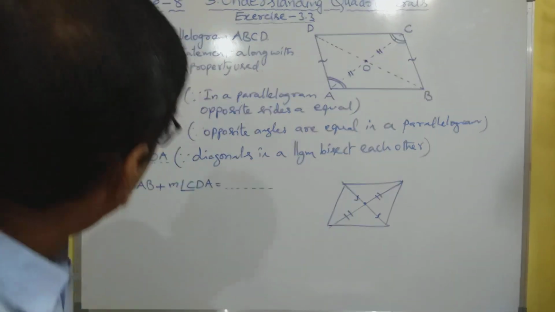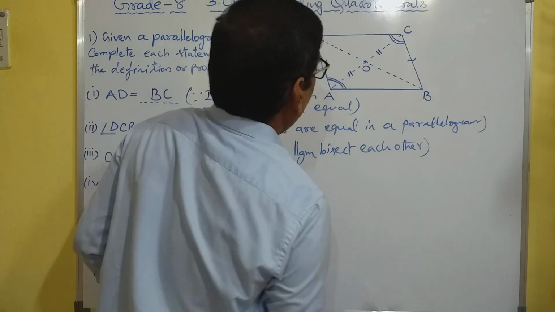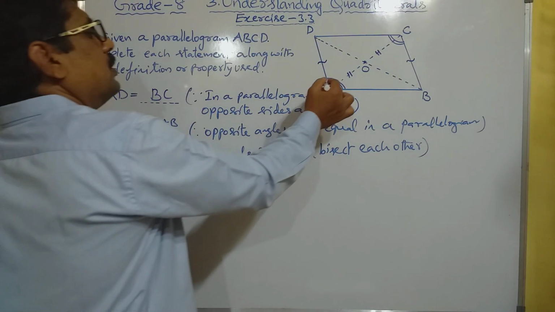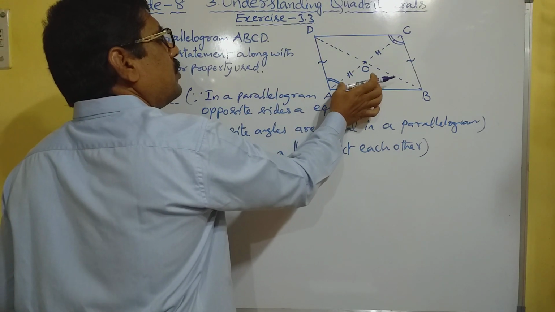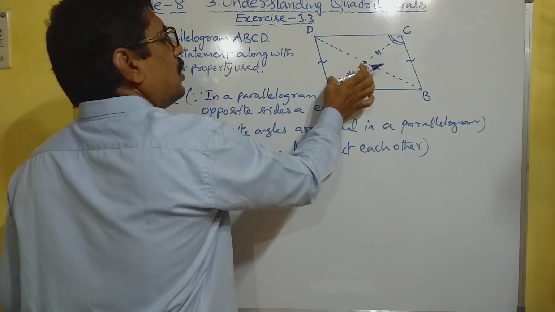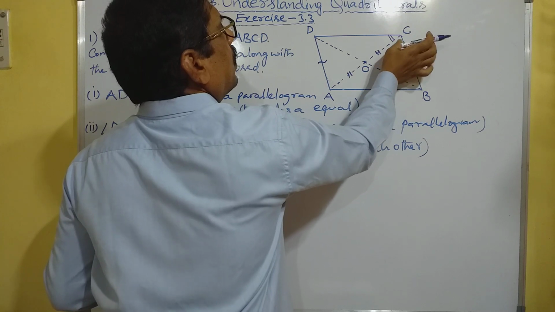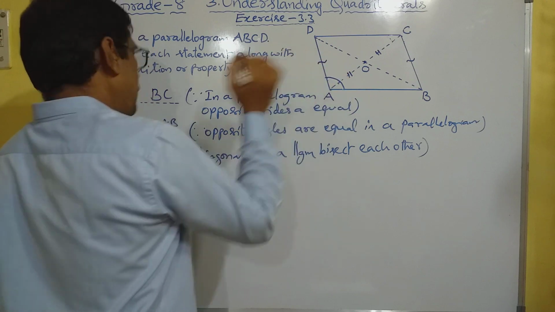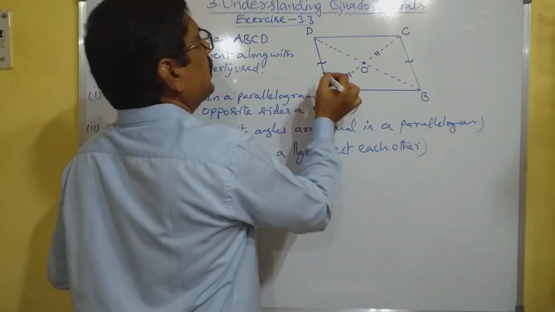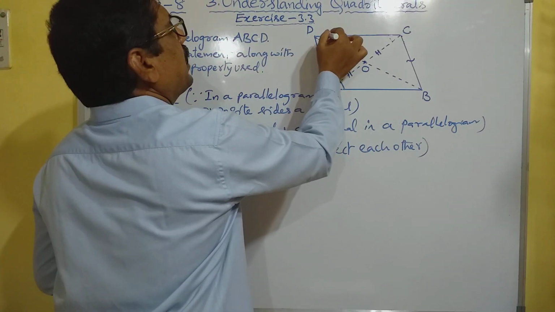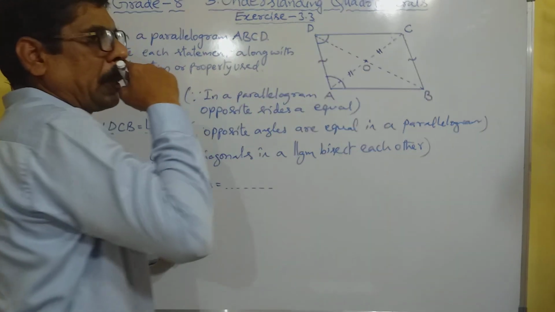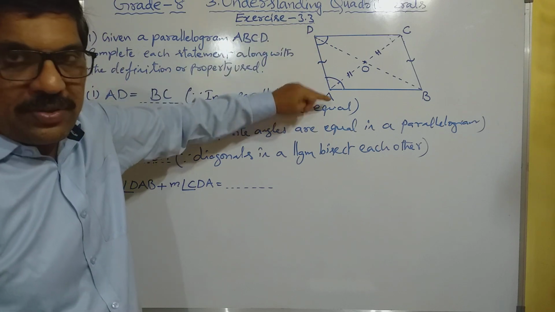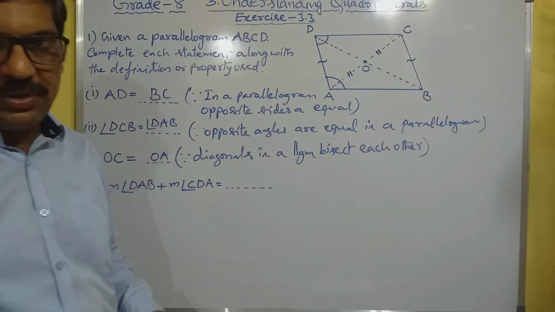And look at the fourth one. What is the angle DAB? Where is the angle DAB? This angle. So let us erase this once again. I will draw. So angle DAB, this angle, and angle CDA, this angle, these two angles. Okay. So they are just adjacent angles. They are side by side. A and D are the adjacent angles.